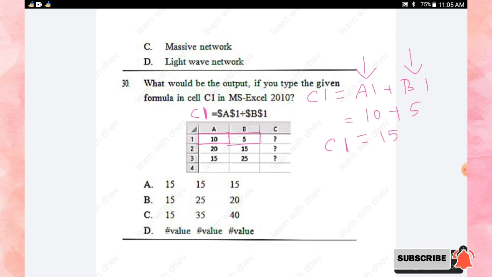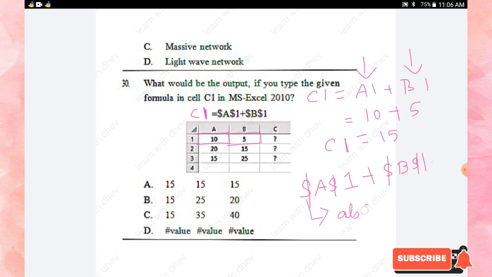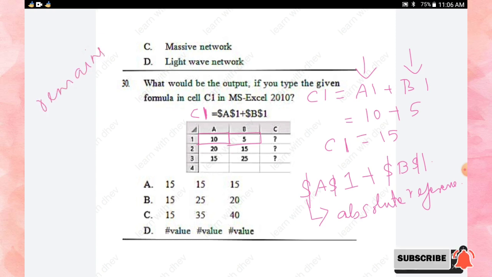But this is not the case. Here they have inserted a dollar sign in each part of the cell reference, right? So what does that sign refer to? Yes, this is absolute reference. This dollar sign is nothing but absolute reference to the cell, which means this particular dollar sign fixes the reference to a given cell so that it remains unchanged, no matter where the formula moves.